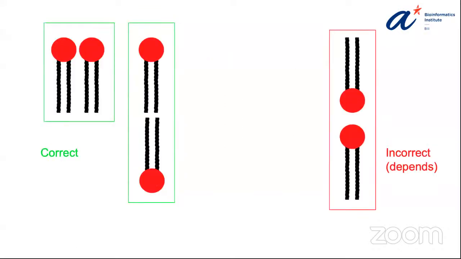I've written "depends" here because if on the outside you have, for example, something that is non-polar, like water is a polar solvent, right? If you have a non-polar solvent, then the head groups will like to see each other and the tails will be on the outside. But for this purpose, we are going to consider this as an incorrect arrangement, and we're going to think of these as correct.